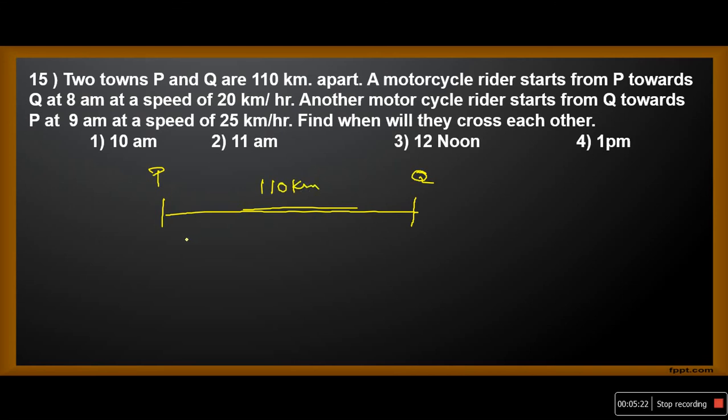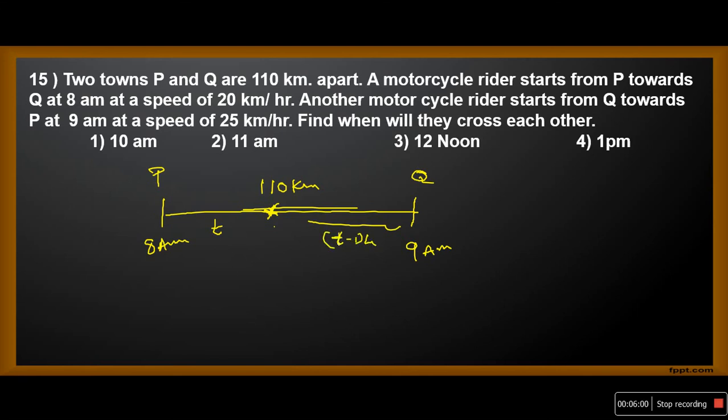The person from P starts at what time? 8 am. The person from Q starts at 9 am. Assume that somewhere in the middle they met. Let us say if he traveled for 5 hours, the other person will travel for how many hours? 4 hours, because he started 1 hour later. If he traveled for 10 hours, this person will travel for 9 hours. If he travels for 15 hours, this person travels for 14 hours. If he travels for T hours, this person will travel for T minus 1 hours.